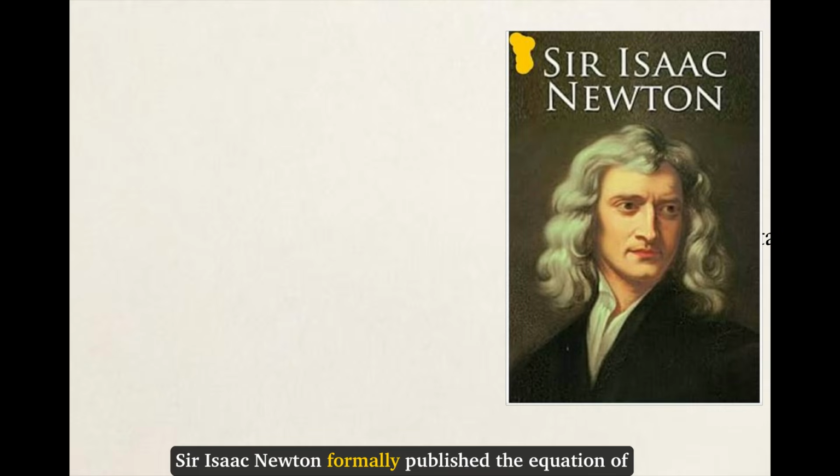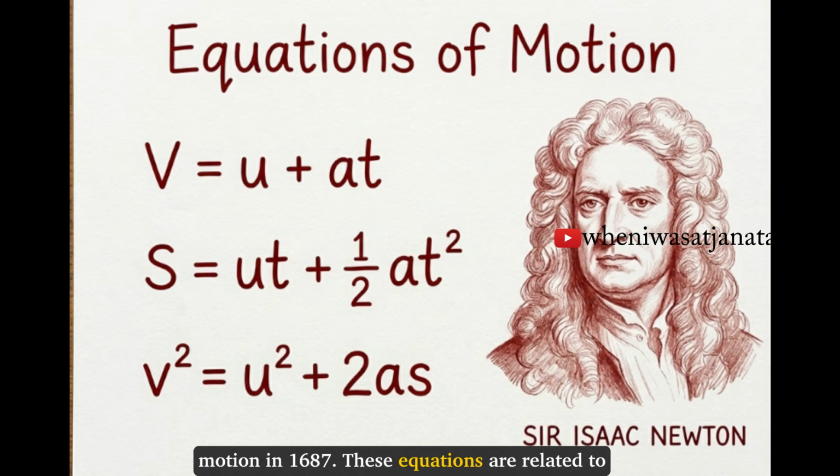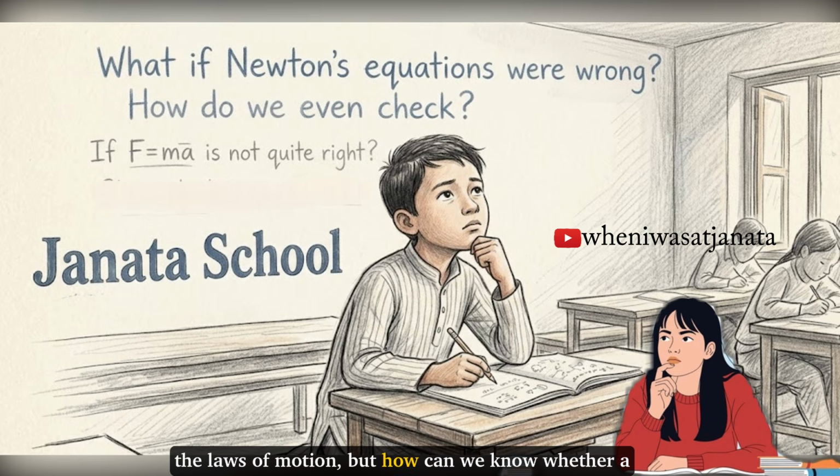Sir Isaac Newton formally published the equations of motion in 1687. These equations are related to the laws of motion. But how can we know whether a given equation is correct or incorrect?